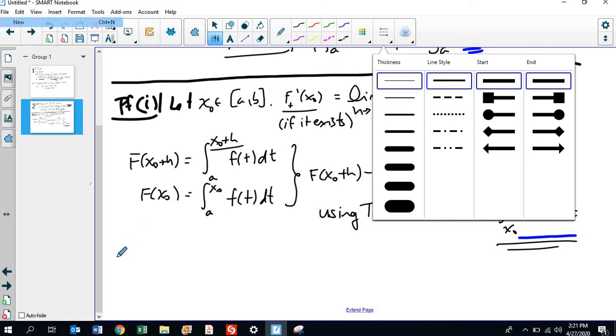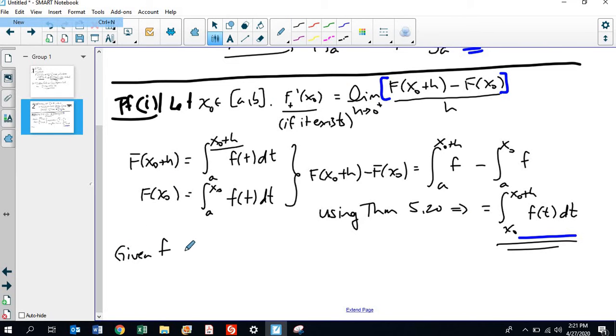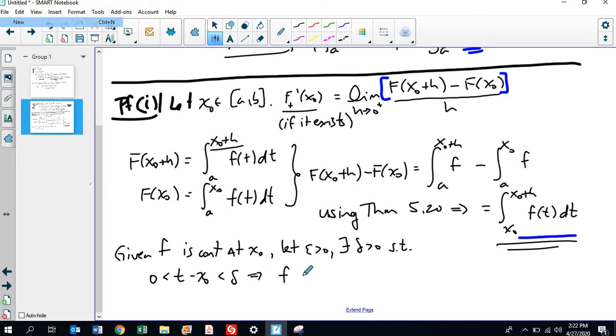So, we know that f is continuous. That was given. And so we know it's continuous at x0. If we let epsilon be greater than 0, there exists a delta greater than 0 such that, and again we're working with x0, h being a little bit positive this time, the absolute value of t minus x0 less than delta implies the absolute value of f of t minus f of x0 is less than epsilon. So we have these two pieces. We have this information, and we have this information right here.